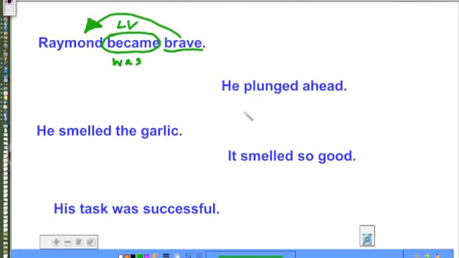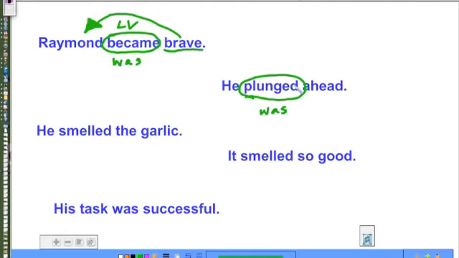Okay? Now, let's look at this one. He plunged ahead. All right? Our verb in this instance is plunged. Now, I look at it, and let's do a few things. Try to sub in was again, because it's past tense. He was ahead. Now, he was ahead technically makes sense, but does it change the meaning? That's the question you have to ask.